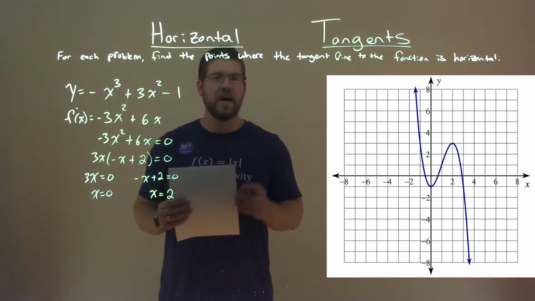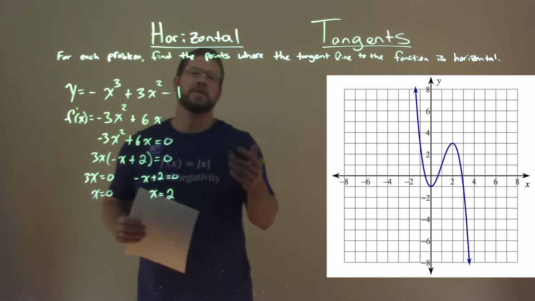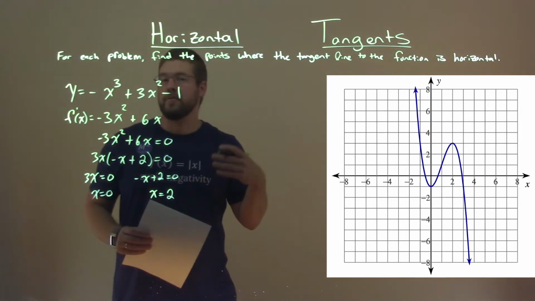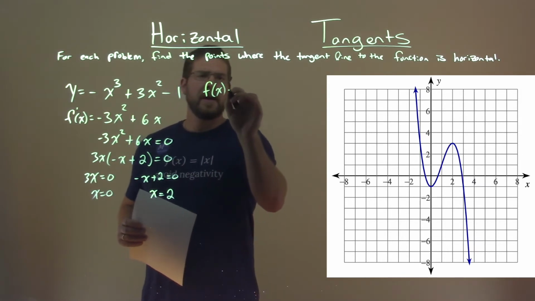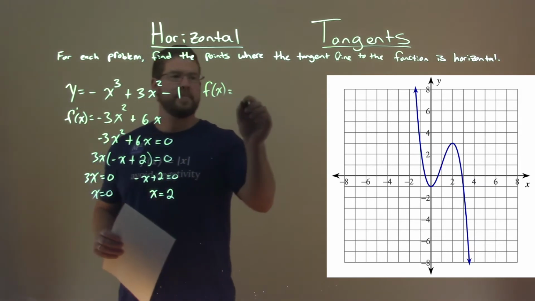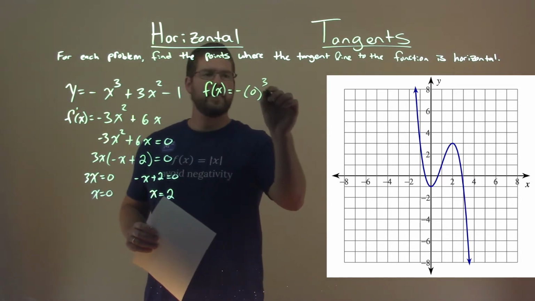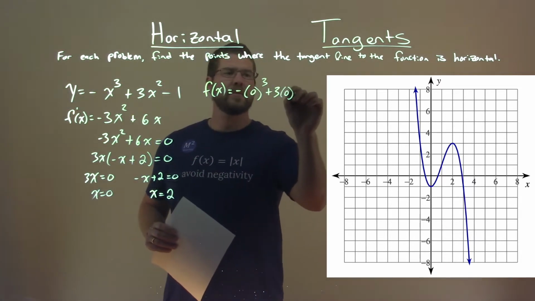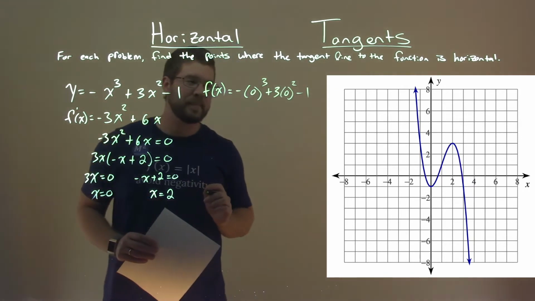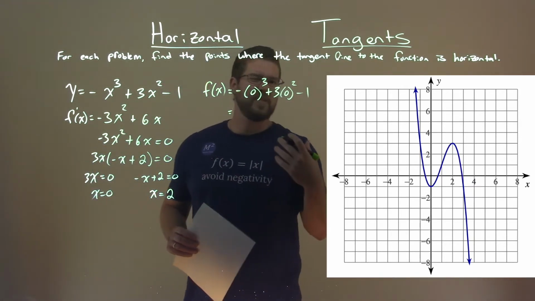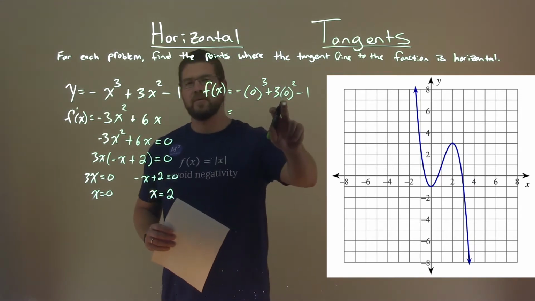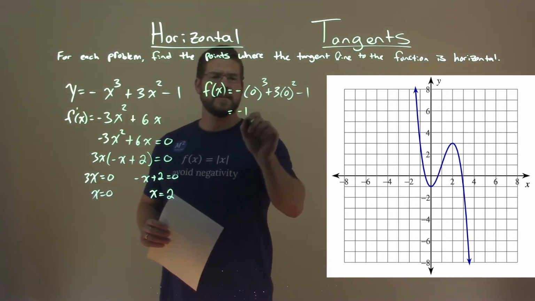So to do that, we have to go back into our original function and substitute these x values in. Let's call our original function just f of x here, and let's put 0 in: negative 0 to the third power plus 3 times 0 squared minus 1. From there, 0 to the third power is 0, negative doesn't matter. Here, that goes to 0 as well. And so we actually have just a negative 1.